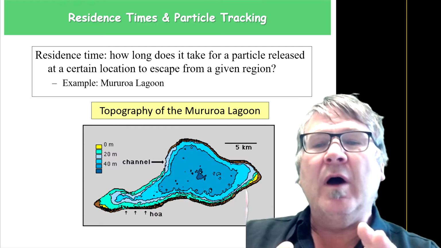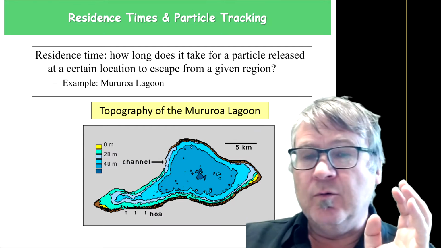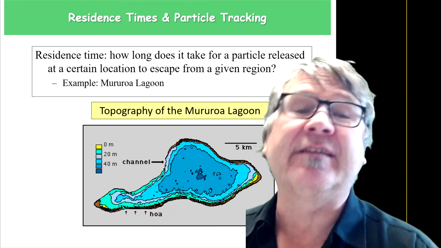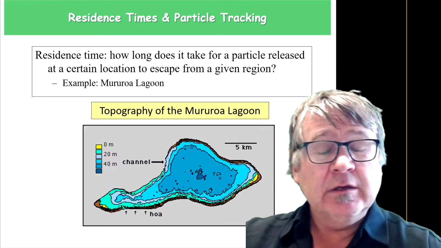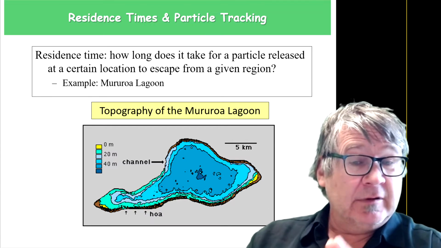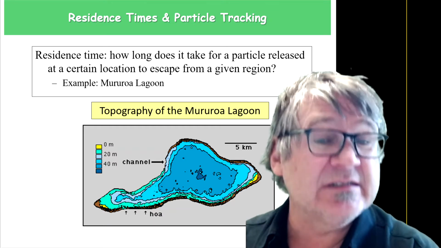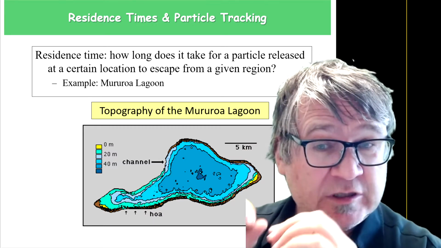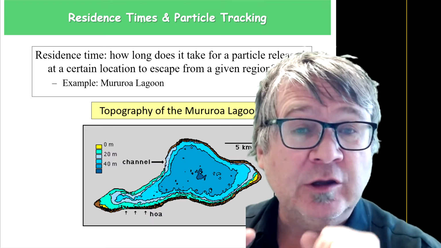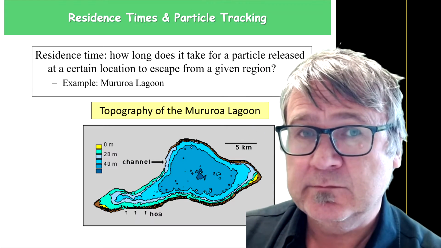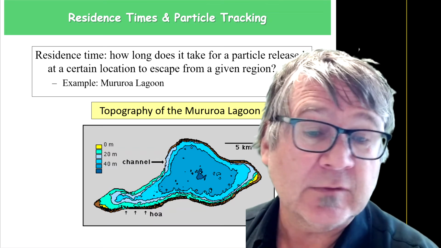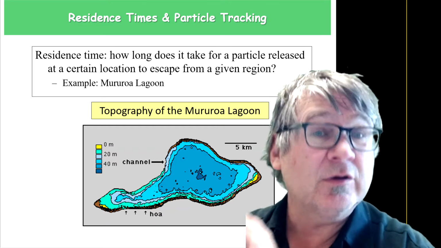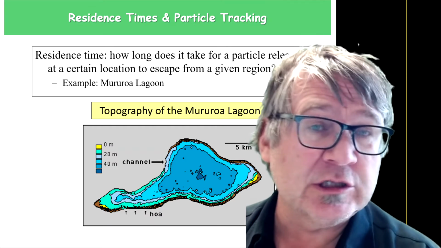I also want to give you one example of residence times using the method of particle tracking. So you have an area, and this is one example. This is the Mururoa Lagoon, which has been used for nuclear testing in the past. Look it up on the internet. Try to find where it is and which ocean.